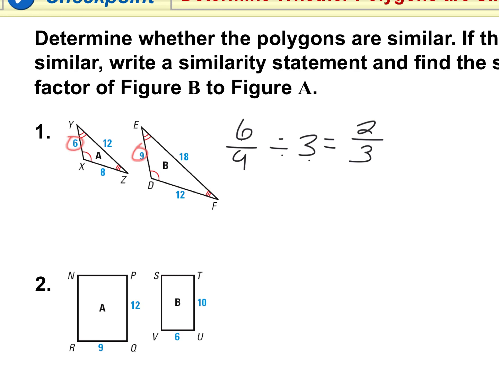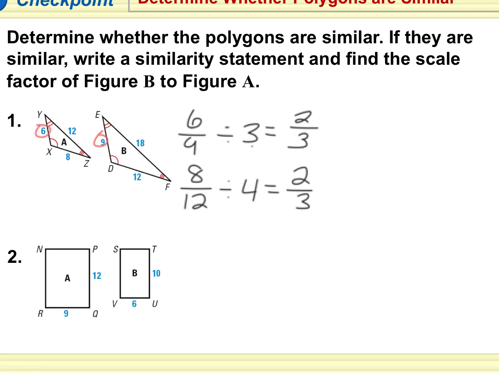Someone raise your hand and give me another ratio we have to try other than Gabe and Chris. Gracie. Another ratio that you tried. So we tried 6 and 9. What's another ratio you tried? Alexa. 8 over 12. What do we divide that by? 4 to get 2/3. Are we good so far? Can we keep going?